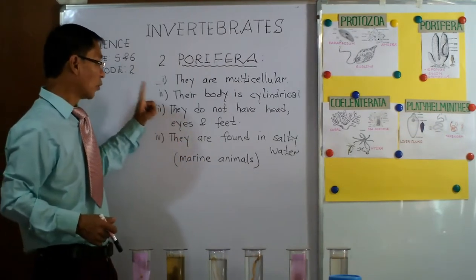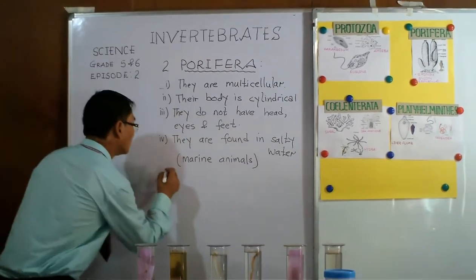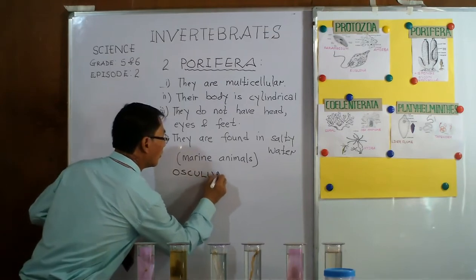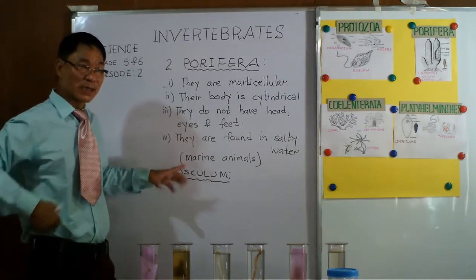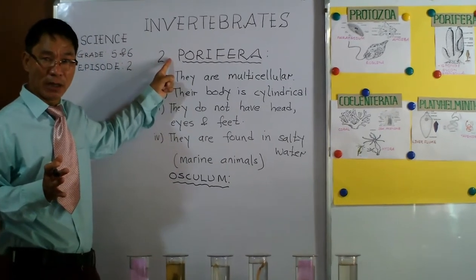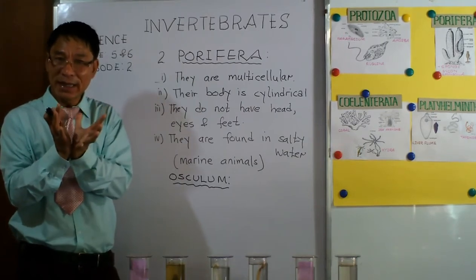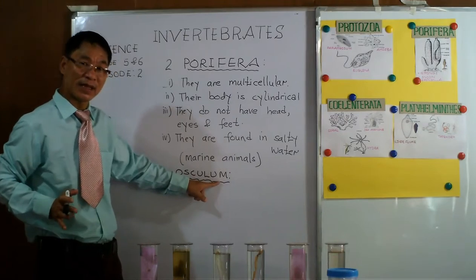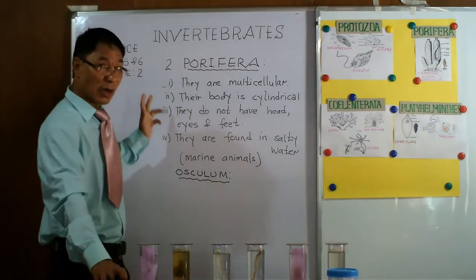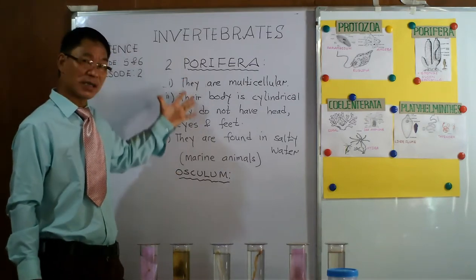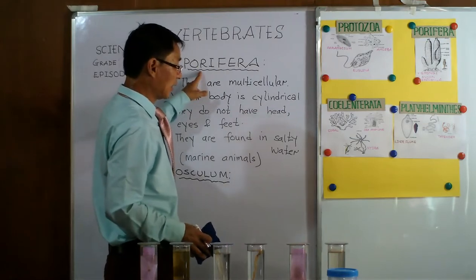One more important thing about Porifera, I would like to mention one more character here because it's very, very important. Osculum. O-S-C-U-L-U-M. I think in grade 6 you have the word osculum in your book. Osculum is a big opening in the body of the Porifera. What is osculum? Porifera has a big opening in the body, and that is known as osculum. I think I have made clear the characters of Porifera. If you have any doubt or confusion, please go through your books and you'll find all these characteristics there.